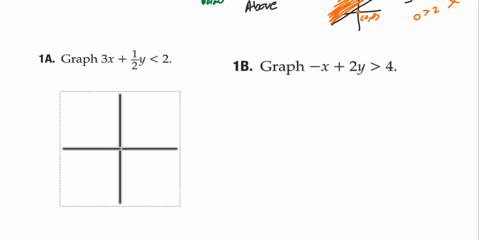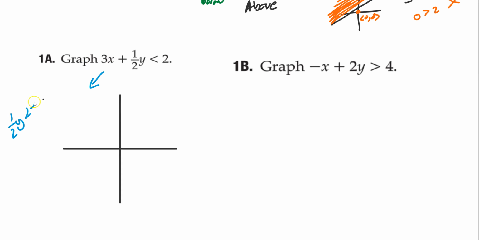Okay. Now let's graph this thing. So 3x plus 2y. Again, if I want to graph a line, I want to get the y by itself. So subtract 3x from both sides to get 1/2 y is less than negative 3x plus 2. Ooh, one thing I forgot. I'm not going to do it now, but don't forget, for inequalities in general, if you multiply or divide by a negative, you have to flip the sign. So don't forget that, in case that comes up.